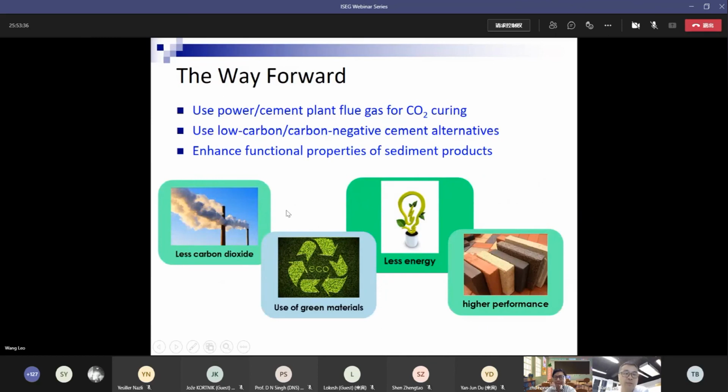For the way forward, we want to reuse power plant flue gas or cement plant flue gas for the CO2 curing of sediment blocks. And we also want to use low carbon cement or carbon negative cementitious materials to produce the sediment blocks. Also, we want to enhance the functional properties of sediment blocks to enhance the value of the final products. So that's all. This is my presentation. Thank you.